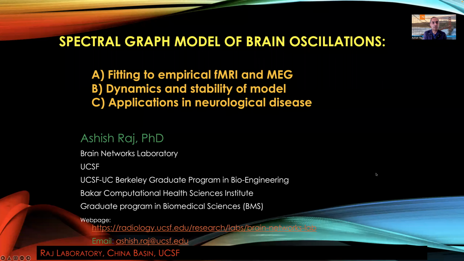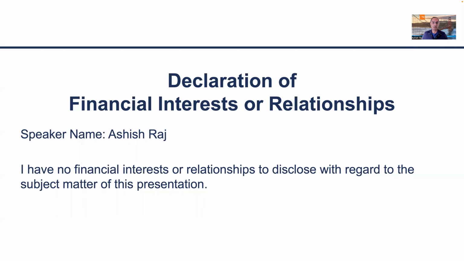So the talk today that I want to present is on our work on spectral graph model of brain oscillations. I'll focus on three themes. First, how do you fit this to empirical data? How do you explore its dynamics and stability? And then applications in neurological disease. I have no financial interest to declare.